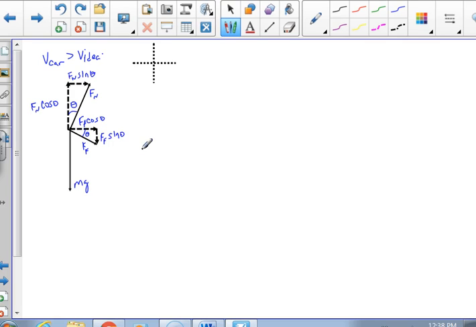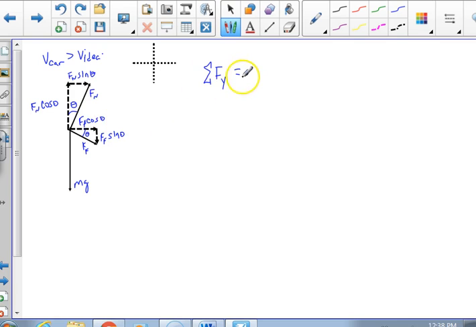Okay, we're going to start out by finding a sum of forces in the y. Our forces in the y include the weight, the y component of the normal force, and the y component of friction. You'll also notice that we have two components to centripetal force. If this is toward the center of the circle, this one's toward the center of the circle, and this one's in the same direction. So the normal force and friction are both contributing to centripetal force.